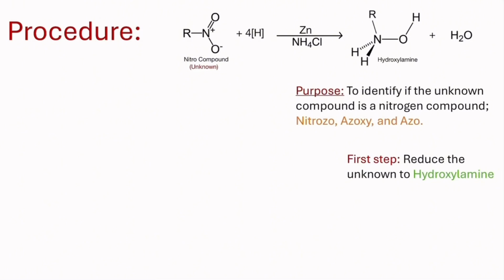For the first step, we have to reduce the unknown compound to hydroxylamine by zinc and ammonium chloride. This step breaks or alters the nitrogen bonds, converting the compounds into simpler, reduced forms that are more reactive.